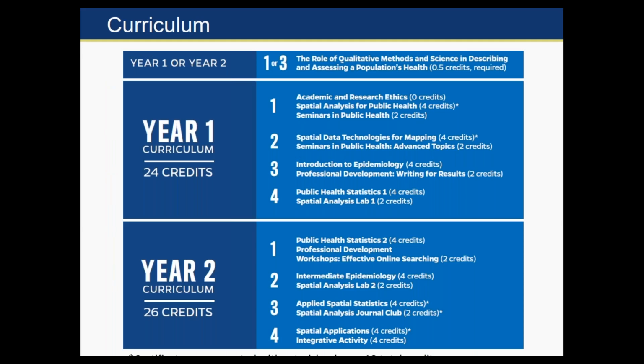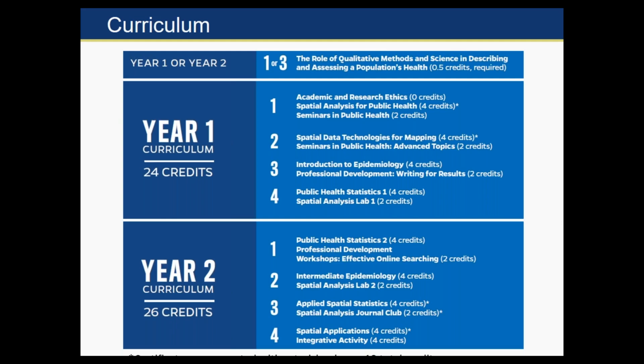So here's the curriculum, and this is available on site and elsewhere in the flyers that we have. I'm not going to go through every course, every term here, but you can see year one and year two, and the four different terms that the year is split into. And I just want to highlight, this is the two-year master's program, and the courses that are asterisked are the ones that involve the one-year certificate in spatial analysis.